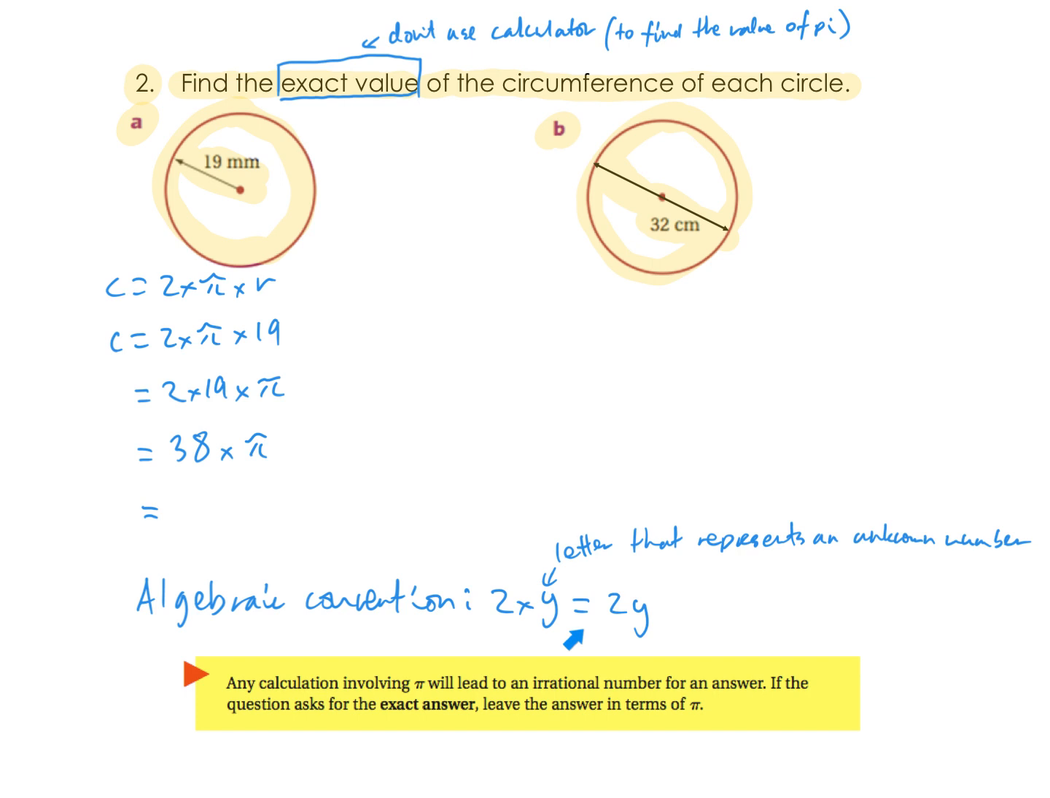Now here, we do know what pi is. We do. But it's still a letter. So we don't actually write the times sign. Remember, it's a Greek letter. We don't write the times sign. We just write 38 pi. And now I'm missing one more thing, and that's the units.